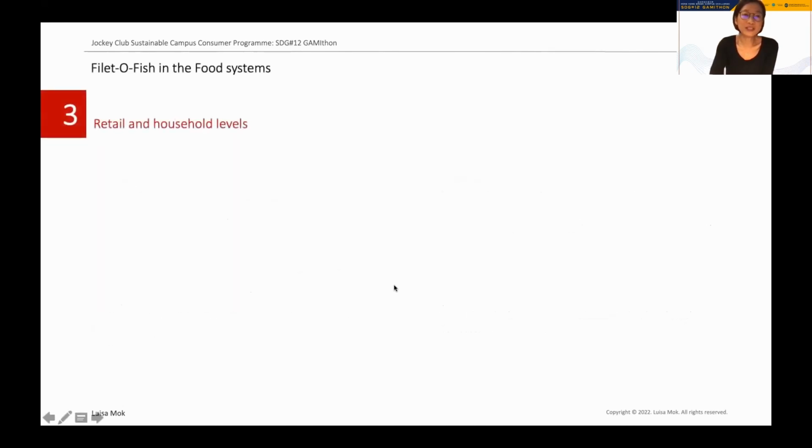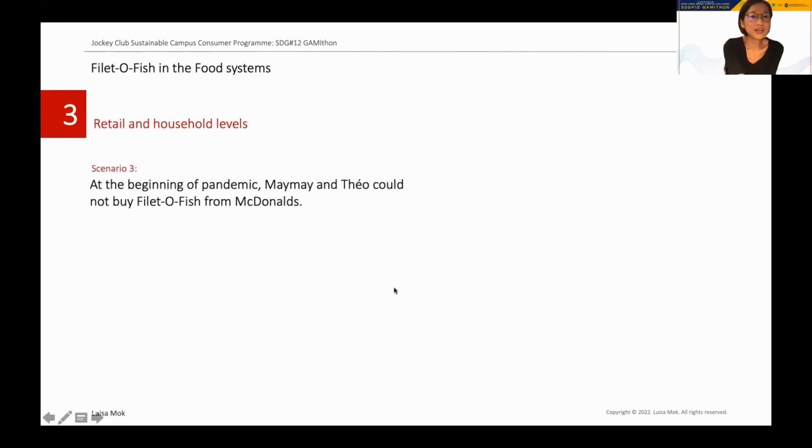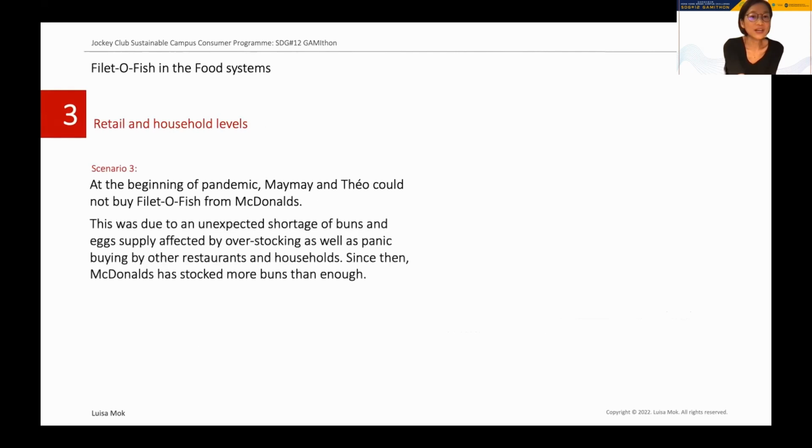And then the third scenario, the last one, is so at the beginning of the pandemic, McDonald's could not get enough buns and eggs. There was a shortage, with supply affected by overstocking as well as panic buying by other restaurants and households. Since then, McDonald's has stocked more buns than enough.